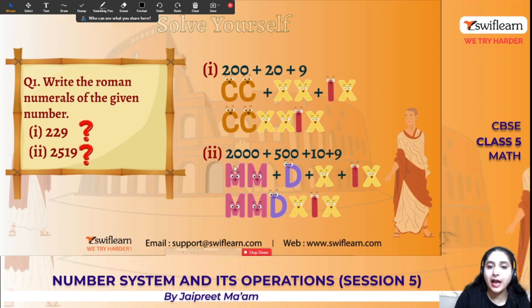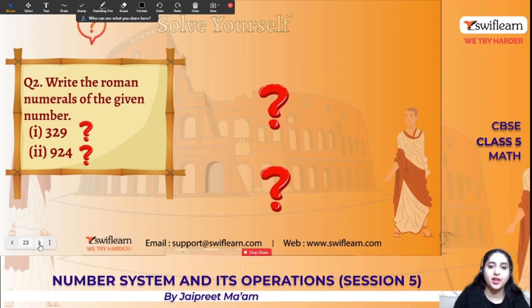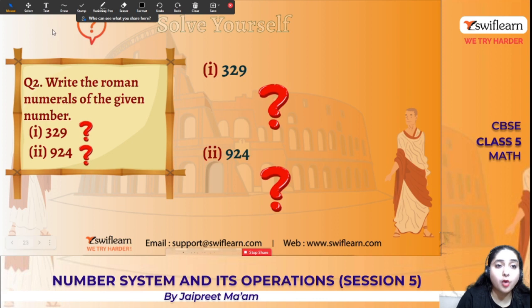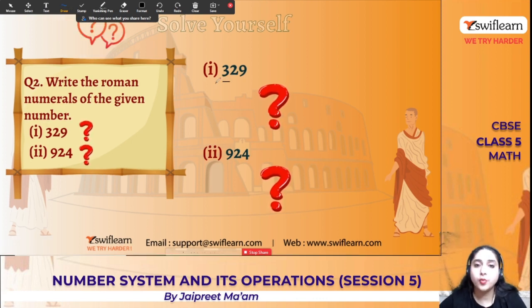Then we have 2519, so MMDXIX. Okay, so write the Roman numerals of the given numbers. Again you have to write the Roman numerals. Now you have to remember how to write it. We know now 100 is C, so we can write 300 as 3 C's, and 29. We know 20 is written as XX and 9 is written as IX.